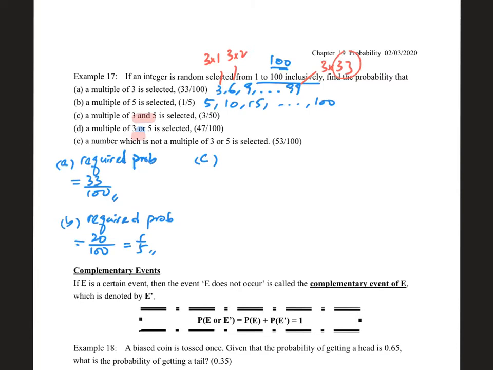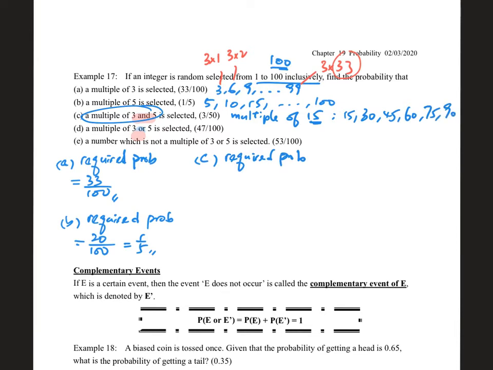Part C. Let's start from the required probability first. 3 and 5 selected, a multiple of 3 and 5. Can you understand this is a multiple of 15? Because it's a multiple of 3 and 5 respectively, and each of them is a prime number. In this case, you have 15, 30. It's not very difficult to count one by one. There are totally 6 numbers. So it will be 6 over 100, which gives you 3 over 50.